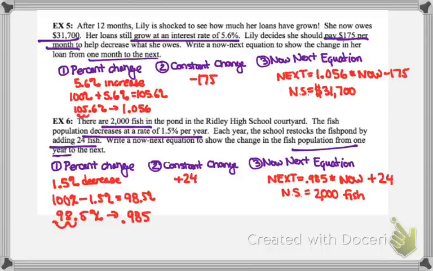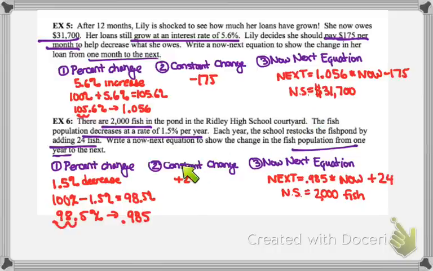Okay, so hopefully you had some luck with these. Please go ahead and check your answers. You'll notice in example 5 we have that same percent change we had in example 4. We have a constant change though because Lily is paying her loans. Now if she's paying them, her amount that she owes would go down, so that's why we're subtracting it. And when I put that all together, this is the now next equation I should get.